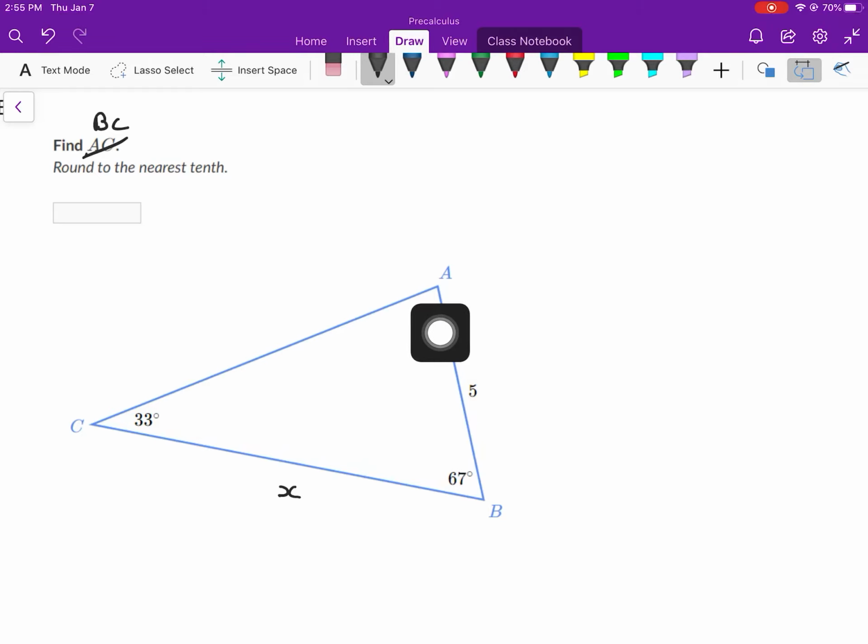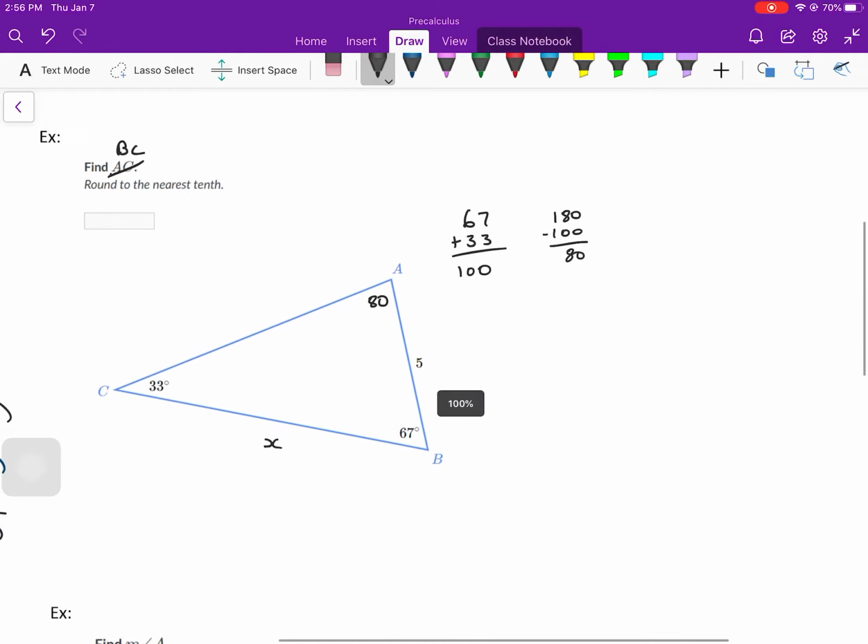We don't have the angle across from it. But if we have two angles, we know they all add up to 180, don't we? So we add up the 67 plus 33, which is 100. Take that away from 180, and that gives you this angle. So if you don't have the angle across from it, you can always find it. As long as you have two of the three angles, you can find the missing angle.